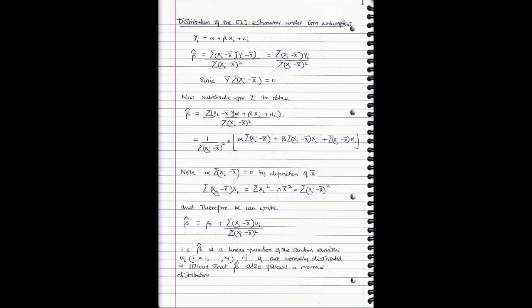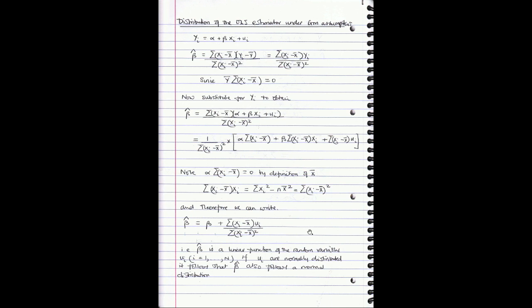Now consider the term the sum of (xi minus x bar) times xi. Well, if I multiply through there, I'll get the sum of xi squared minus n x bar squared, which again is just identically equal to the sum of (xi minus x bar) squared. So that again I can make use of this. If I substitute those two results in, then I can simplify my expression for beta hat and write it as beta hat equals beta plus the sum of (xi minus x bar) ui divided by the sum of (xi minus x bar) squared. And that's the form that's most useful to me for proving my results.